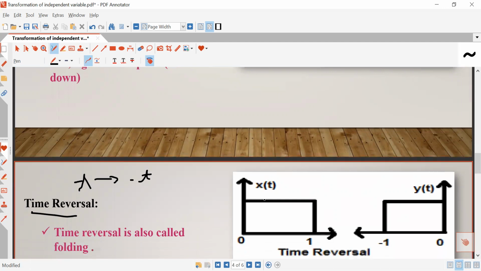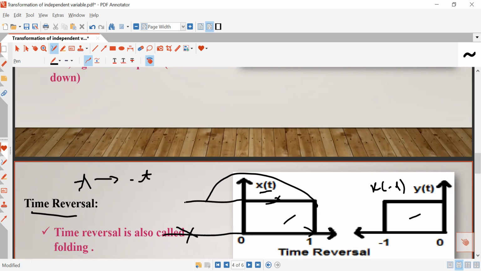For example, in this example, if this is x(t), then this one is x(-t). What you are seeing here is that this signal is just folded by 180 degrees. This point will now exist here, and this line will now exist on this side, and the new signal will be this. So this is the time reversal of the signal.